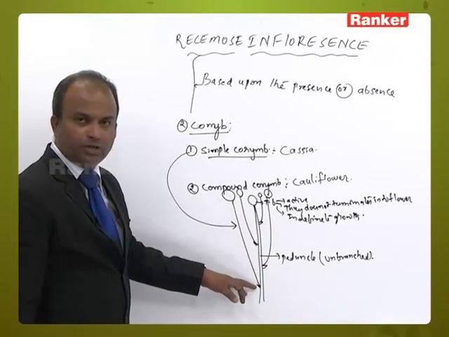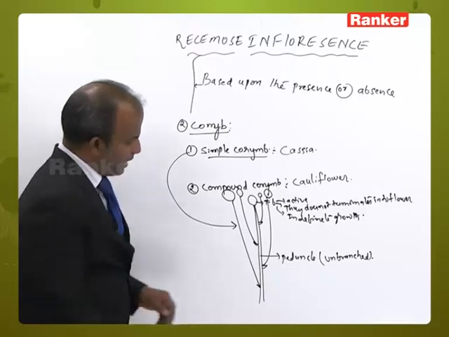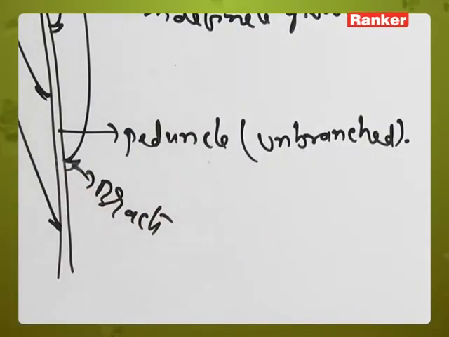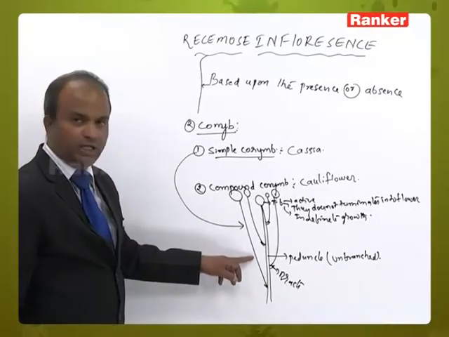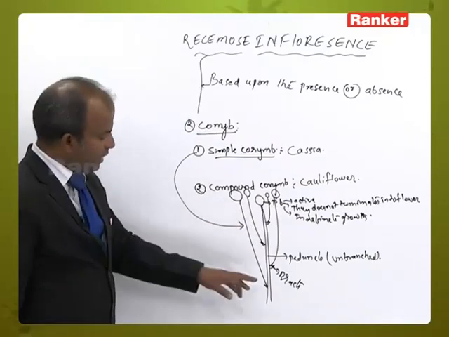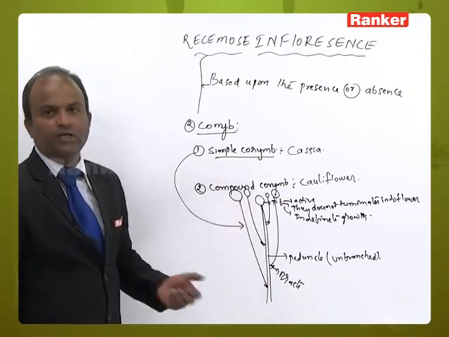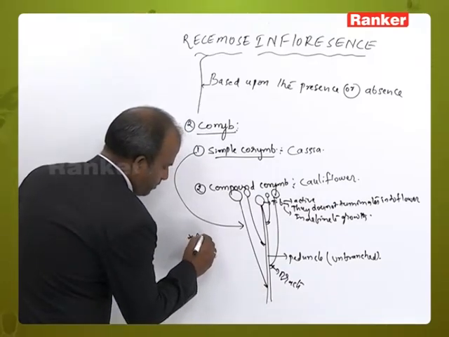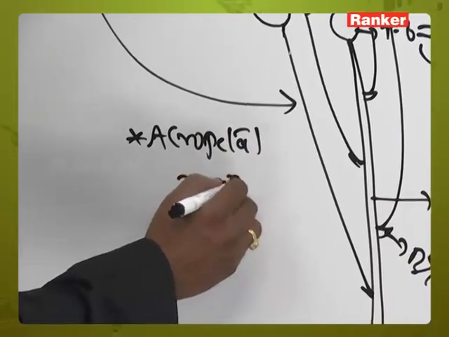On this peduncle, the bracteate, these are nothing but bracts. On the peduncle, numerous bracteate, pedicellate flowers are arranged in which manner? Acropetal manner. Why? Because older flowers are arising from the base and younger flowers are present towards the apex. So they are arranged in acropetal manner here.